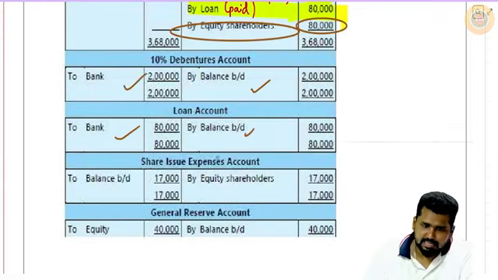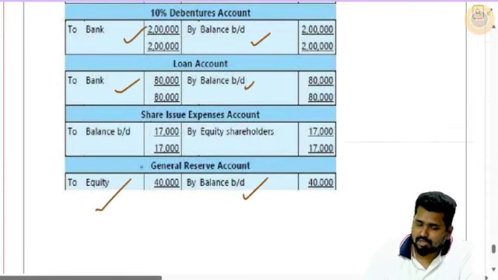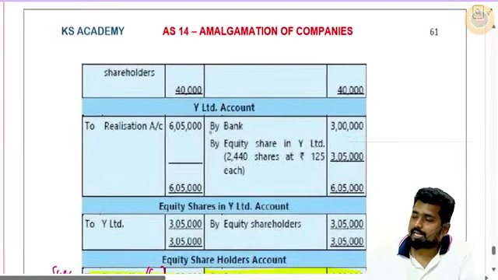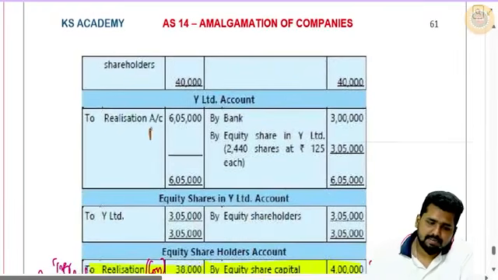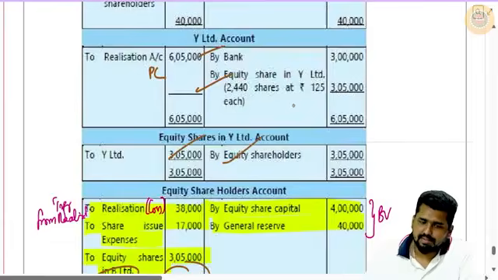Liability, debentures should be settled. Clear? General reserve should be transferred to equity shareholders. Clear? Share issue expenses should be transferred to equity shareholders. Clear? And transferring company, PC due, PC received. With this, everything will be done.